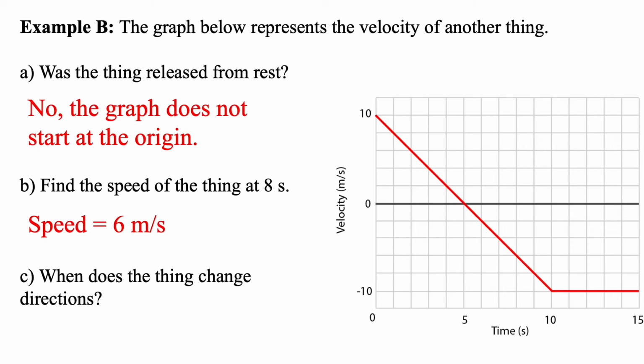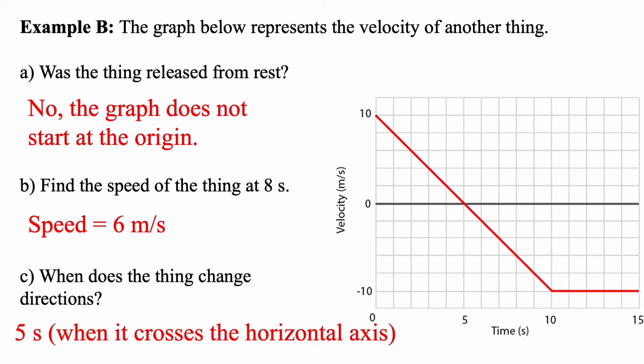And when does it change directions? For a velocity versus time graph, it's going to change directions when it crosses the horizontal axis. For a position graph, it changes directions when the graph literally switches directions. But this is a velocity graph, so it changes when it passes through velocity equals 0, which is the horizontal axis.